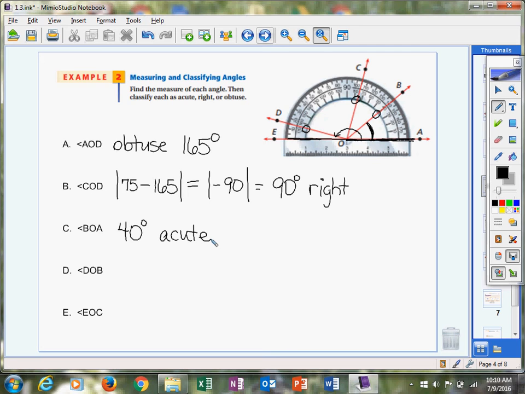Now, some of them are pretty obvious, and you can classify them ahead of time, like we did with letter A. We could have done that with C as well. B was a little bit mysterious, so we needed to do a little work there. All right, I'm going to leave the last two for you guys. So let's do some extra credit there. Find angle DOB for me, and then find angle EOC for me. All right, good luck with that, and we'll check those in class tomorrow.